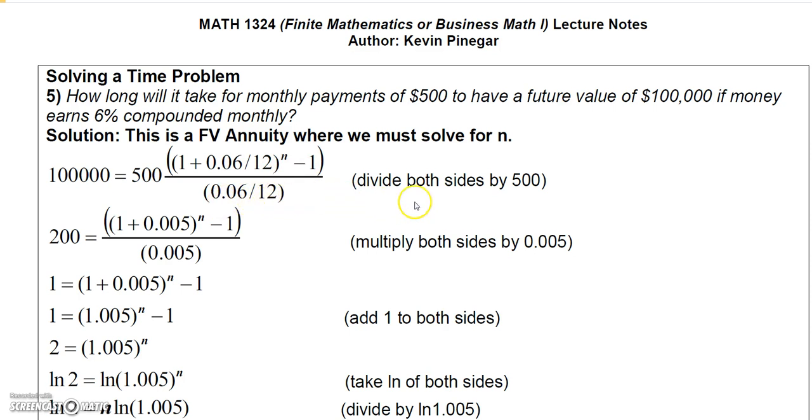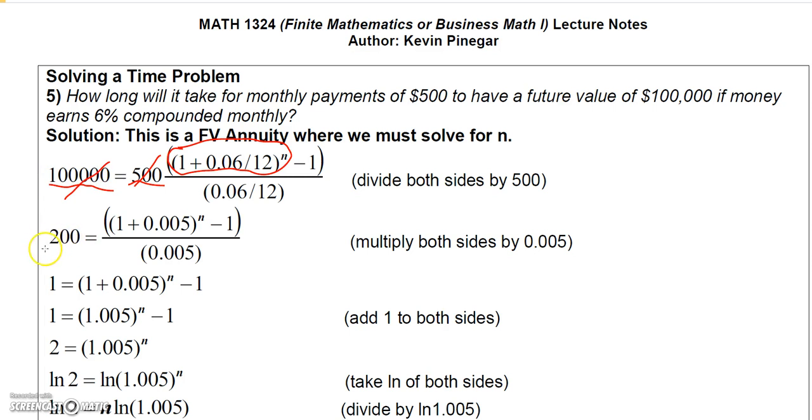Now, to solve this, you're going to want to figure out a way to isolate this expression, because if you can isolate this expression, then you can use logs to solve for n. So the first thing I'm going to do is write 0.06 over 12 as 0.005. And then also in this step, I'm going to divide both sides by 500. So just take this and divide it by 500 to cancel the 500, and then take this and divide it by 500, and that will give you 200.